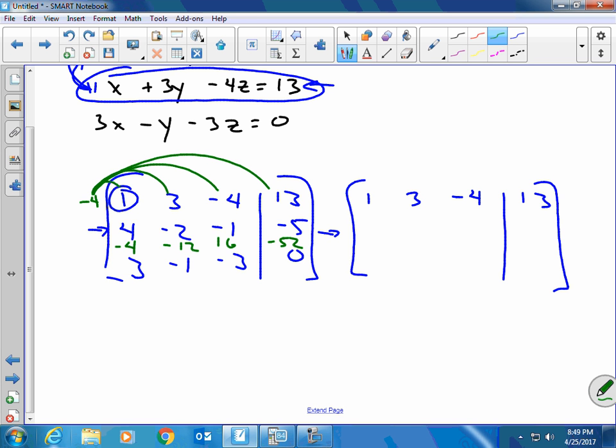Okay? Next step. Combine the new green row I just wrote with the second row. I'm going to combine these two. And that is my new second row. Negative 4, positive 4 is 0. Negative 12, negative 2 is a negative 14. Negative 1, positive 16 is 15. Negative 52, negative 5 is a negative 57.